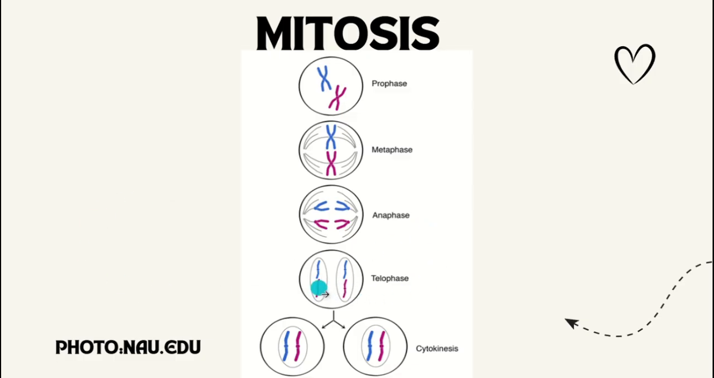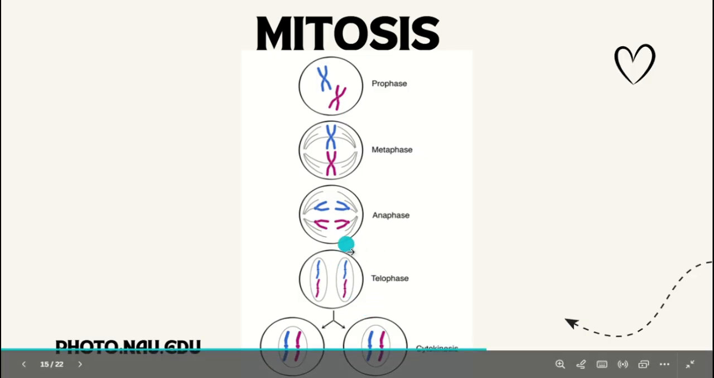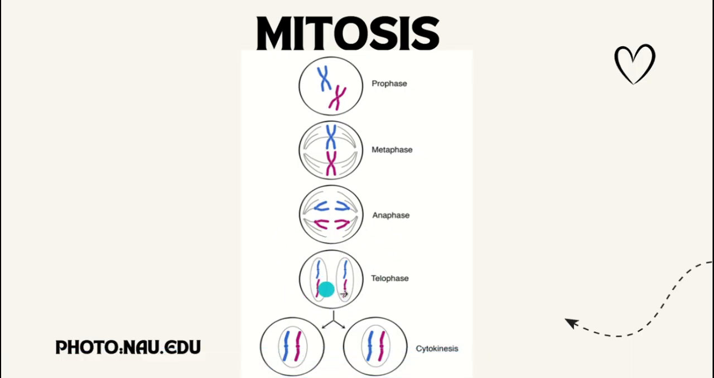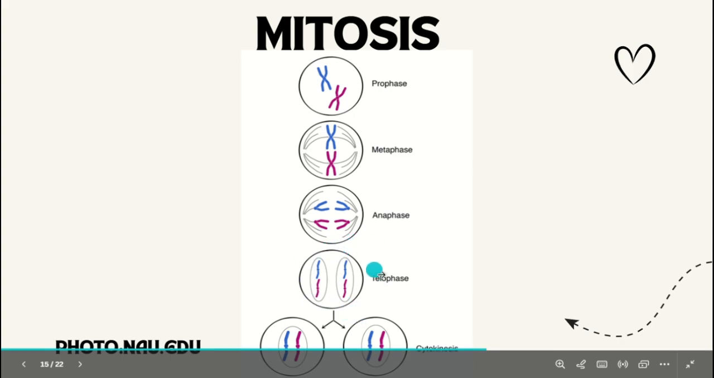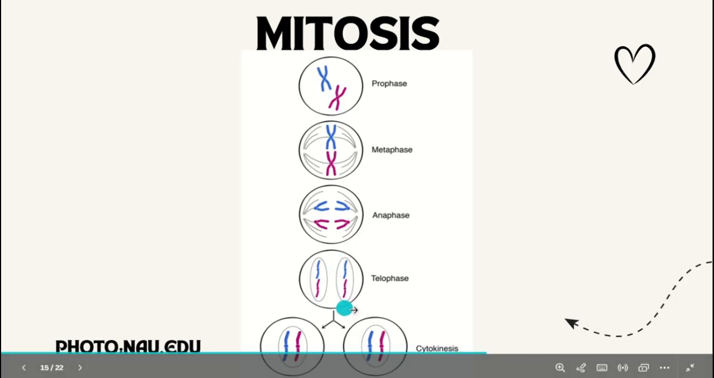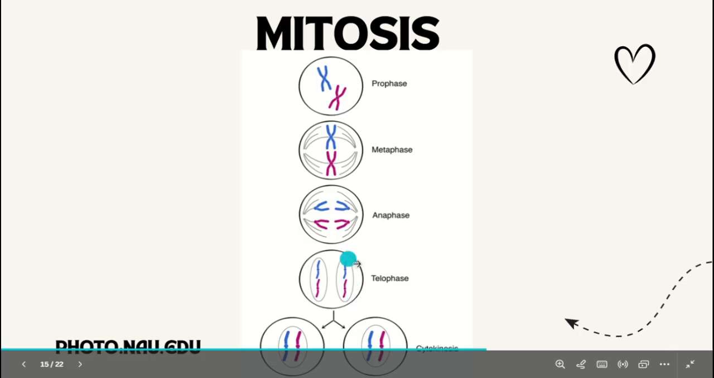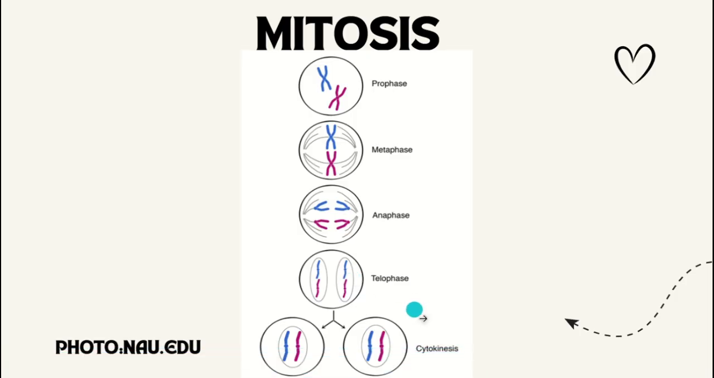Now, what's happening in telophase is that after they've gotten to opposite ends of the cell, we're going to have a membrane forming around them. Basically, they have their own individual nucleus forming around them. So they're pulled towards the ends of the cell, and you have equal amounts on both sides in telophase.